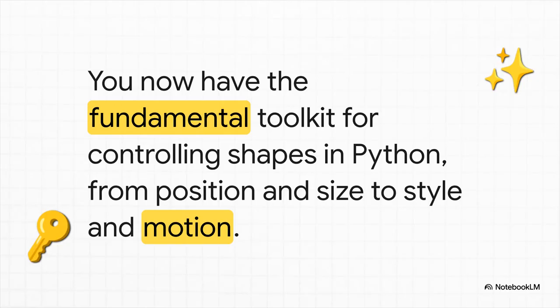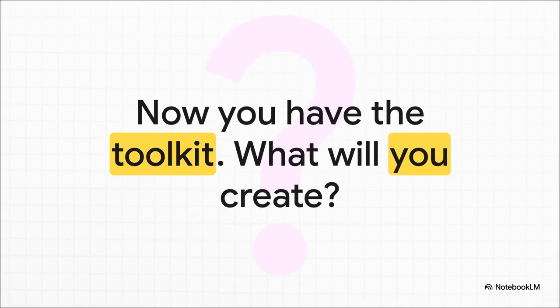Position, size, style, and motion. These properties are basically the control panel for all your visual creations in Python. You now have the fundamental toolkit to bring any idea to life. So, we've shown you the tools, we've walked you through how they work. The final and honestly the most exciting question is, now that you have the toolkit, what are you going to create?